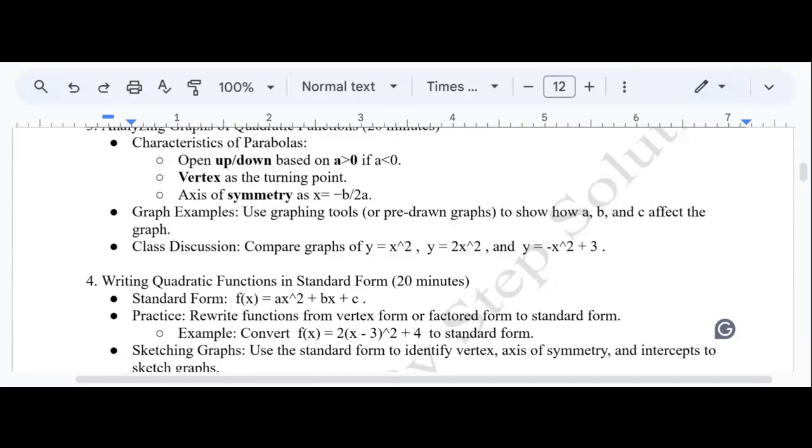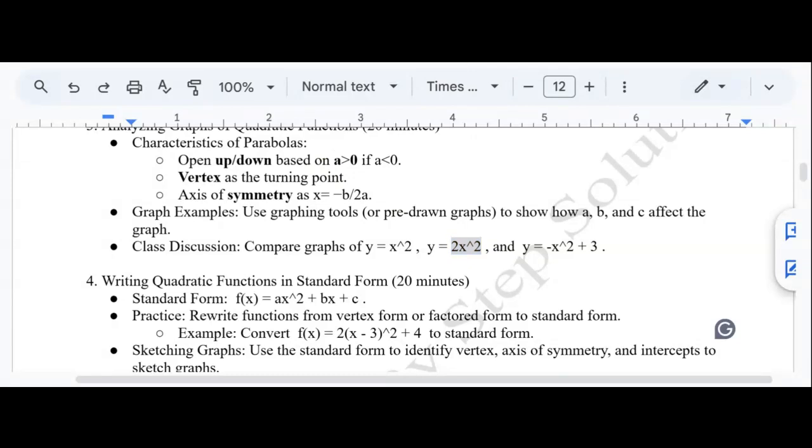Parabola. This is called a parabola. Everybody say parabola. Okay, when I say the maximum value for the function, what is it?